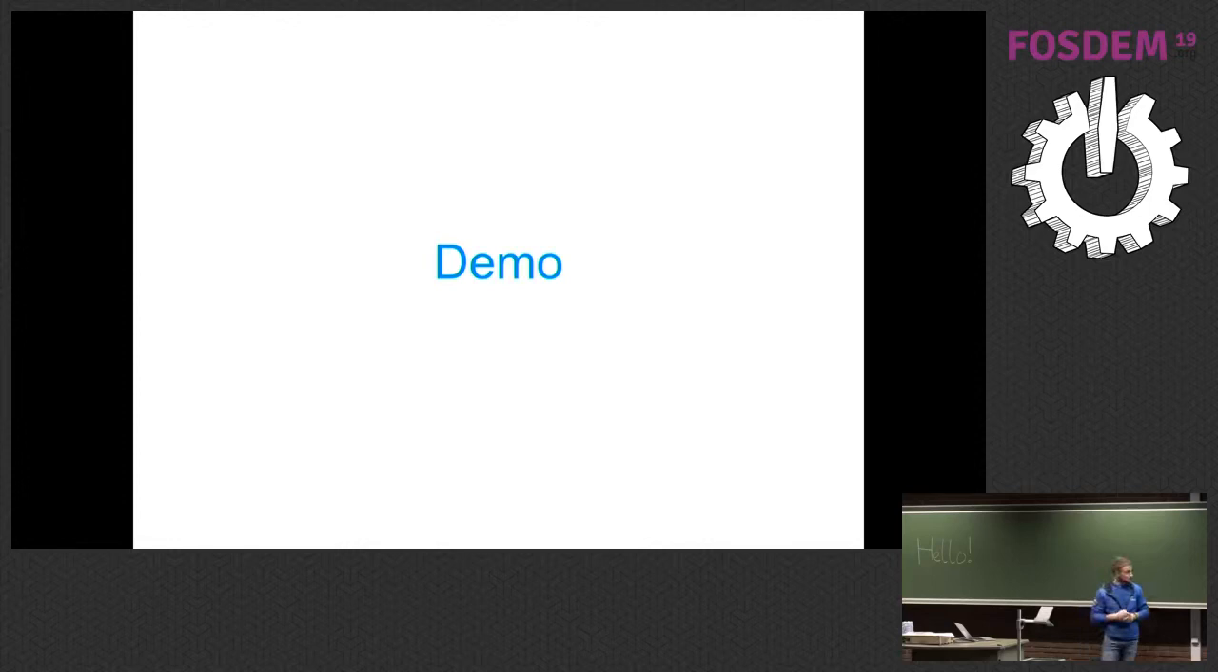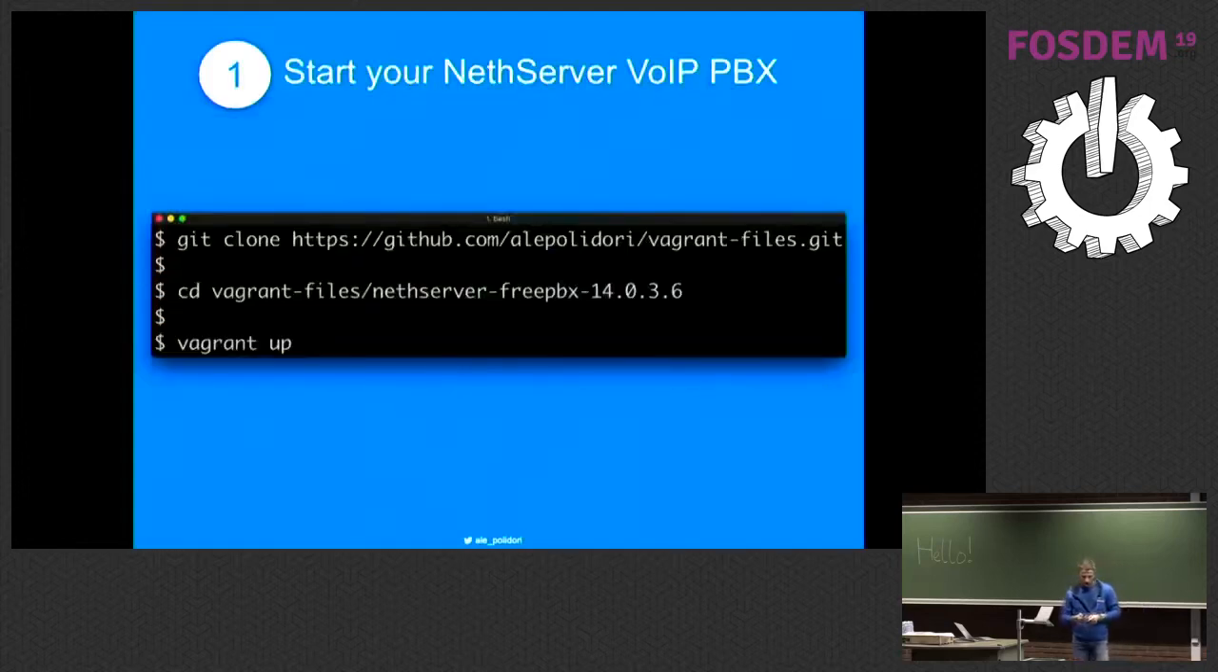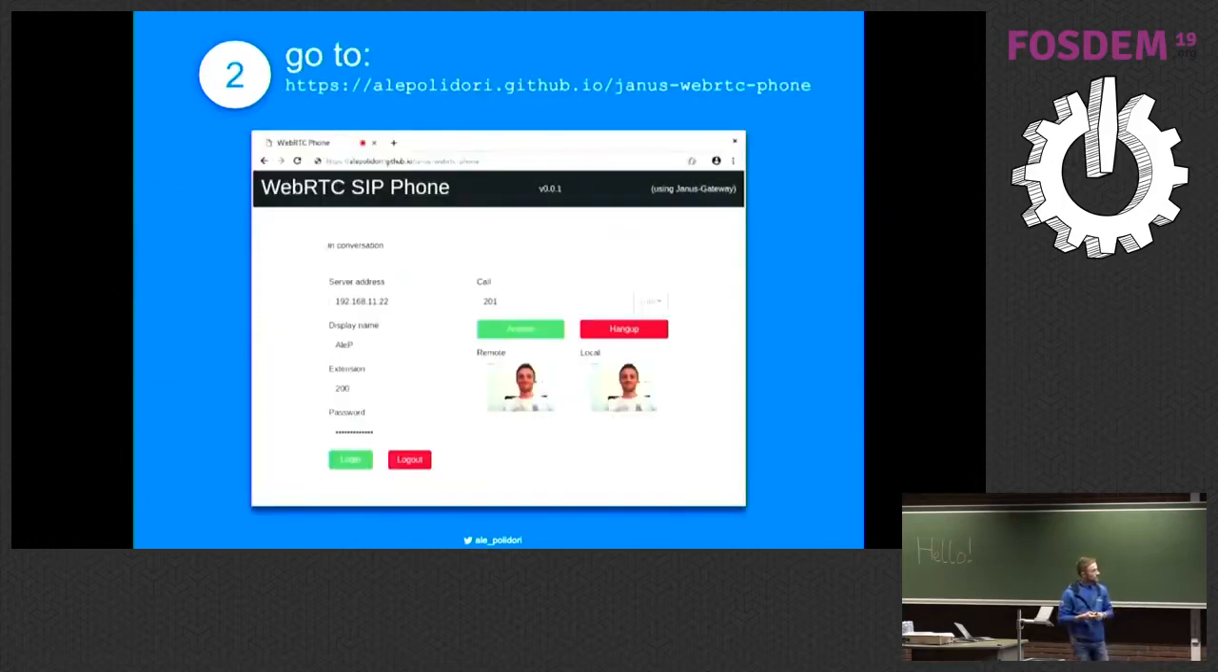So, to recap, two steps are needed. We are going to run a server PBX, and for this you have to do only three operations: clone the GitHub repository, skip into it, and run Vagrant up. At this point, you have your server PBX completely configured. And we are going to open the WebRTC demo at this URL.